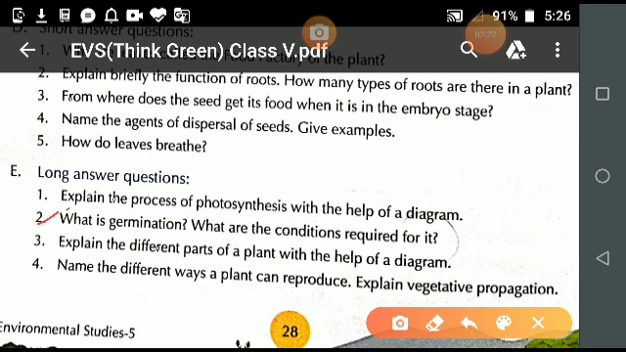So students, what is the seed coat? The thick outer covering which protects the seed is called the seed coat. Is it clear, students? And what is inside the seed? There is an embryo, or you can say a baby plant.